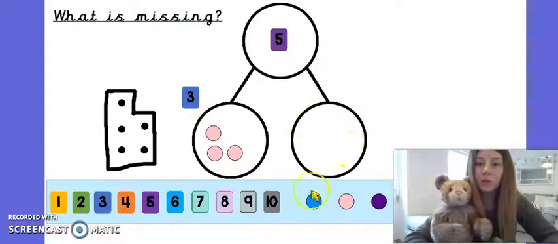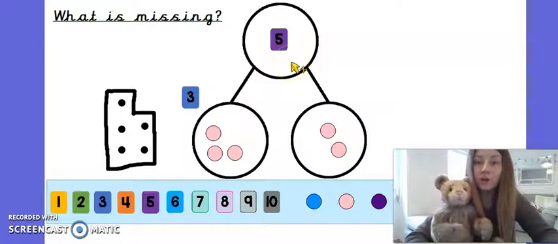Now I need to work out what's missing to make my number 5. So 3 and something equals 5. So I've got 3. And now what I could do is count on using my fingers, couldn't I? Or I could use my counters. So 3, and now we're going to count on 4, 5. Oh, let's count all together to make sure that is 5. 1, 2, 3, 4, 5.